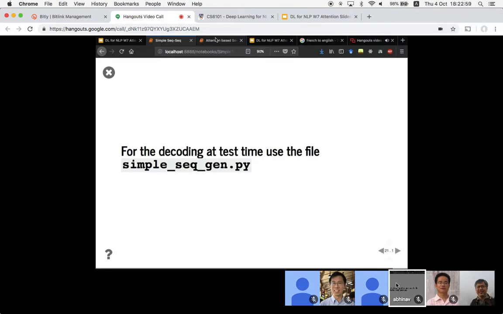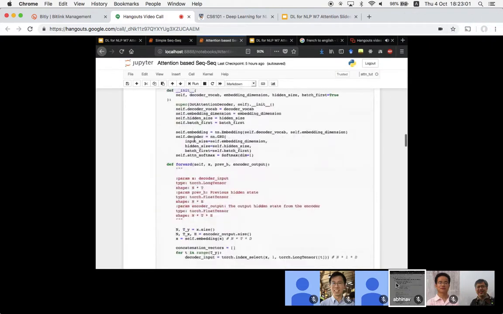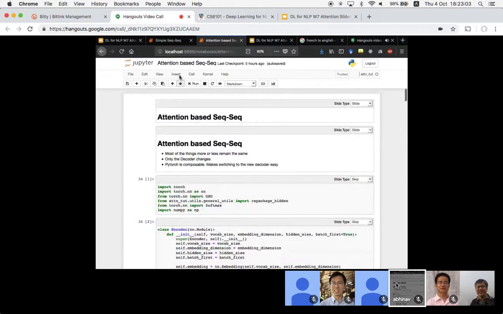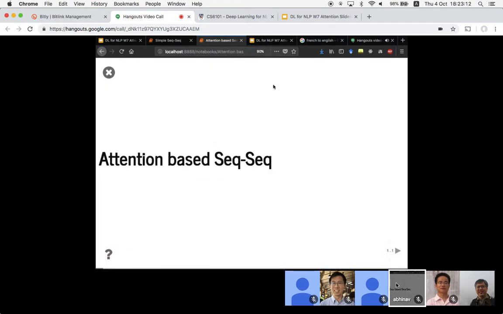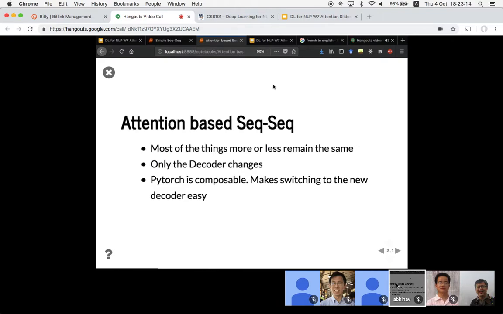So this is just a normal sequence-to-sequence neural network, but the attention based. Let's see how to run the attention based neural networks. Here most of the things more or less remain the same, only the decoder changes. Again, PyTorch helps you. If you define a new decoder, then you can use the previous encoder and the new decoder combined together to make an attention based sequence neural network.